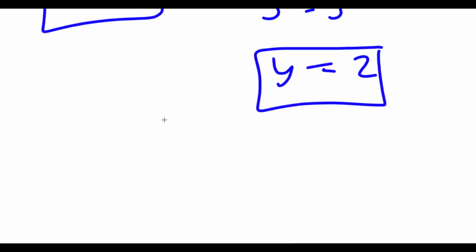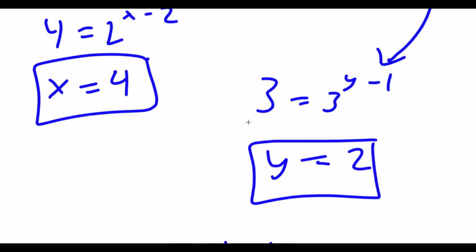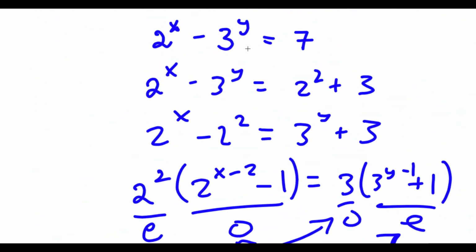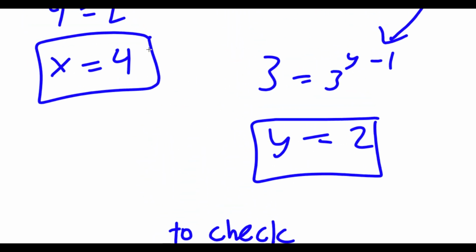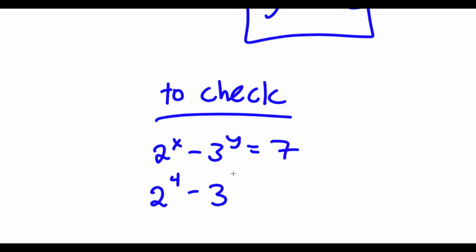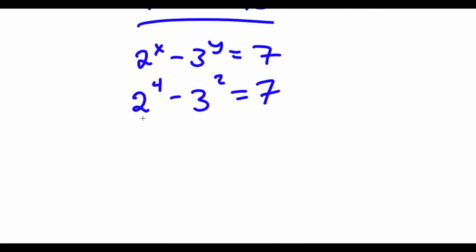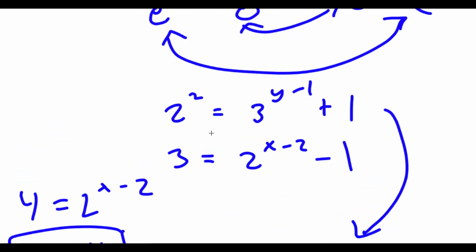Now, I'm going to go ahead and check to see if these two are right. So my original equation was 2 to the power of x minus 3 to the power of y equals 7. So now we know that x equals 4 and y equals 2, so I have 2 to the power of 4 minus 3 to the power of 2 is equal to 7. 2 to the power of 4 is 16. 3 squared is 9. 16 minus 9 is 7, so I get 7 is equal to 7. And because this is right, my solution is right.